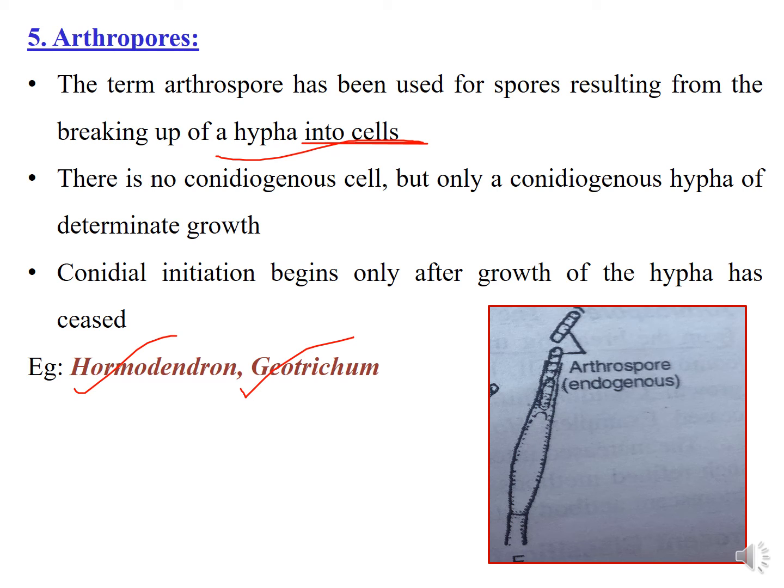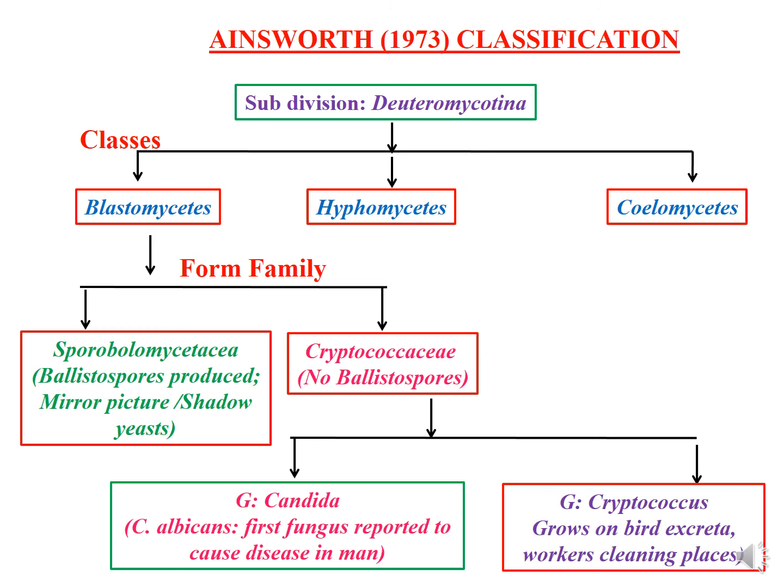In these two genera we can see the formation of these arthrospores. So these are the different types of spore formation in Deuteromycotina fungi. Coming to the third classification, that is the Ainsworth classification. Most people nowadays still follow this classification, which was proposed in the year 1973.